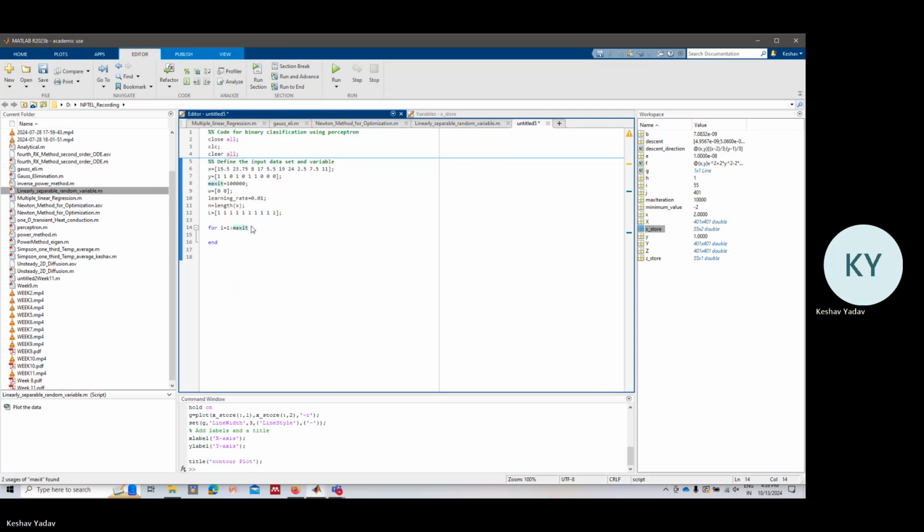Now for j equal to 1 to n, I will find B, which will be equal to the norm of L. I will find the norm of L. If B equal to 0, break.